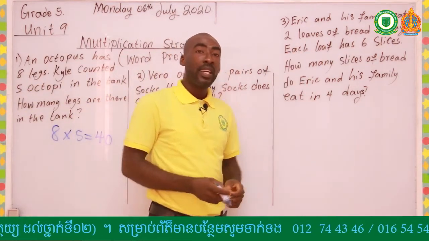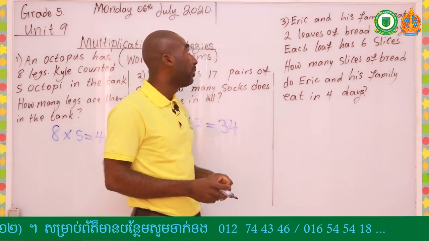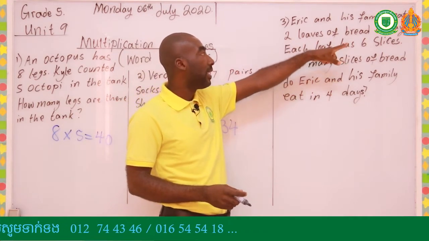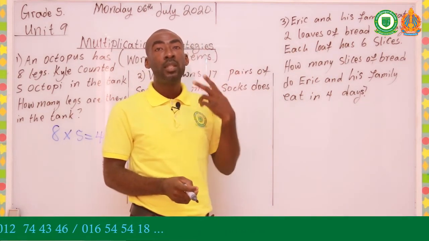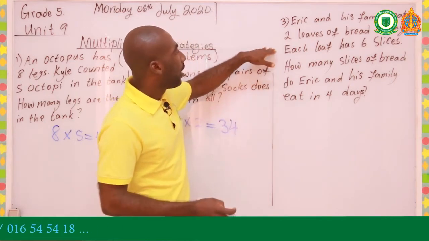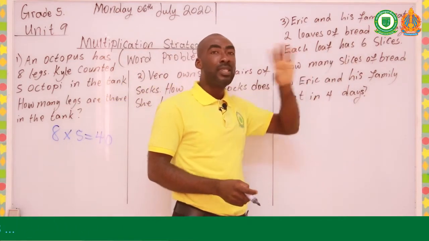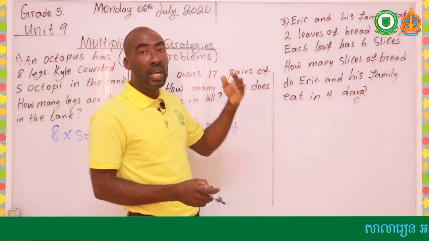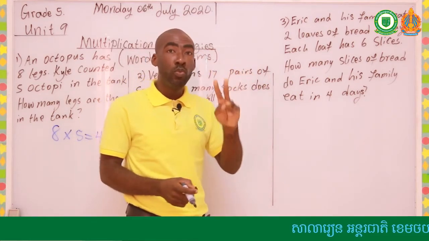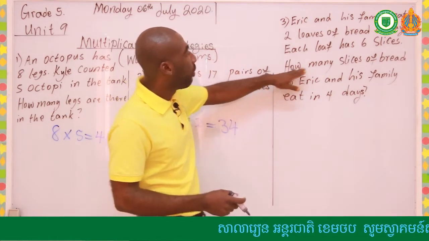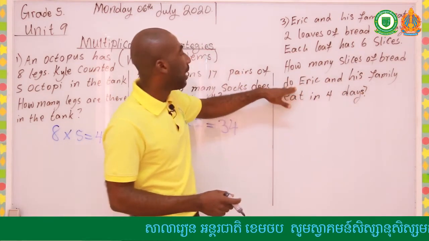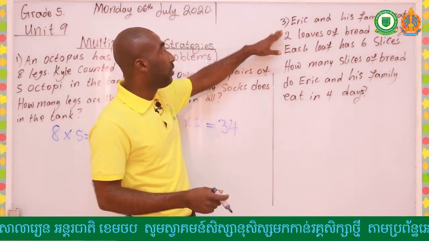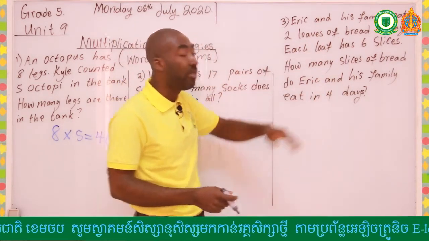Okay, let's see our final example, which is the third one. Eric and his family eat 2 loaves of bread a day. So in each day, they eat 2 loaves of bread. Each loaf has 6 slices. That means one of the loaves comes with 6 slices, but they eat 2 every day. How many slices of bread do Eric and his family eat in 4 days? So now we are seeing 2, we are seeing 6, and we are seeing 4.